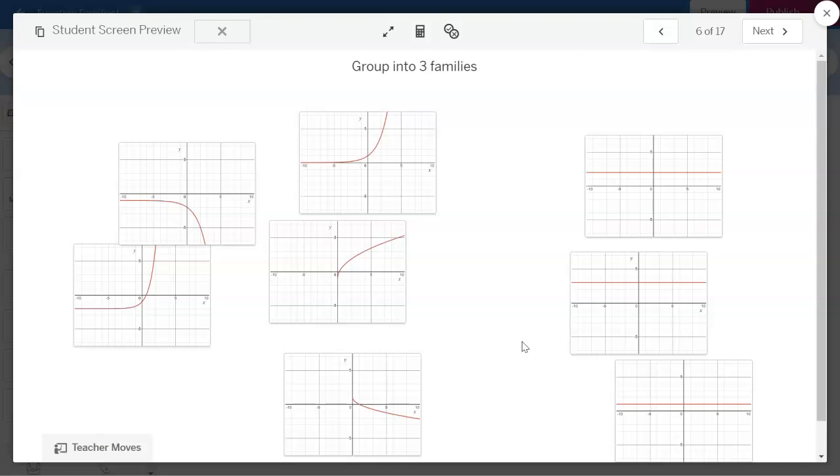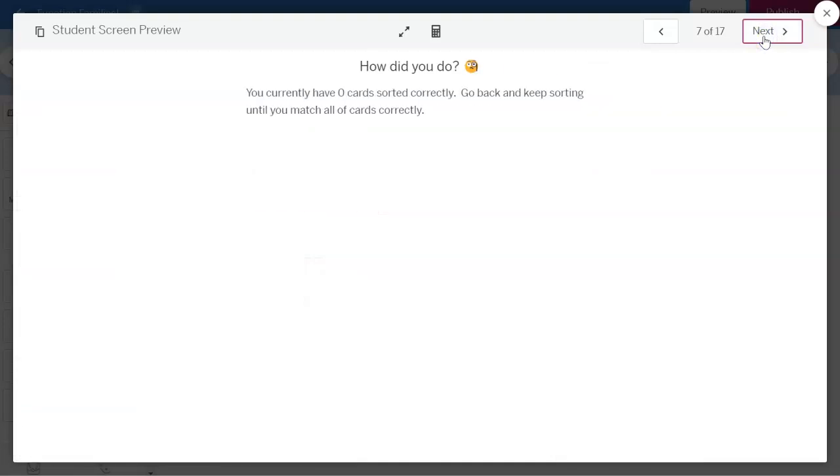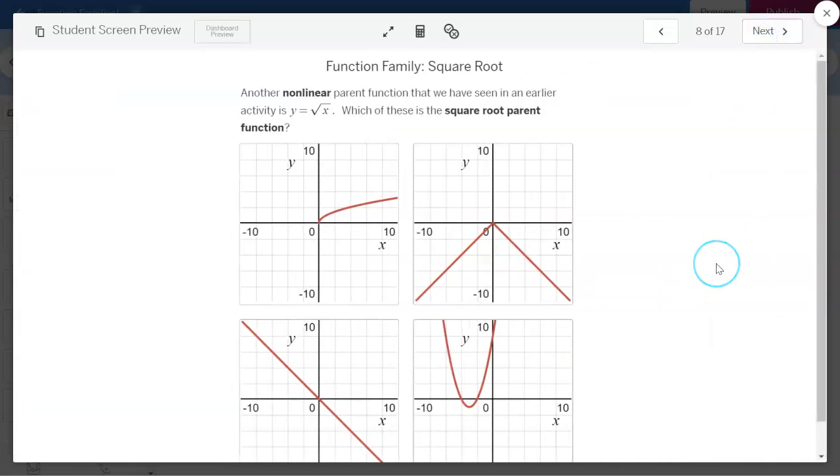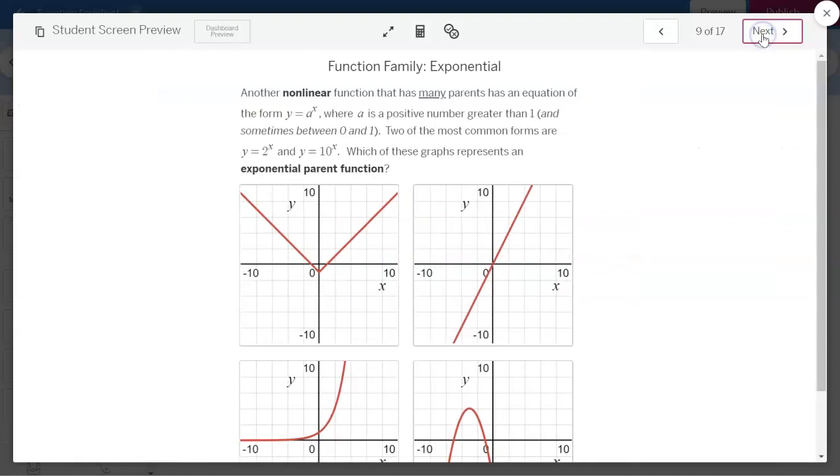So here we have 3 families. They're going to sort these into 3 families. And then once they've done that, it'll tell them if it's right or wrong. And then I'm going to basically give them the equation and the name of the function family. So square root is the family. The parent is y equals square root of x. And so only one of these fits that equation. Again, they have the calculator if they need to graph it to see it.